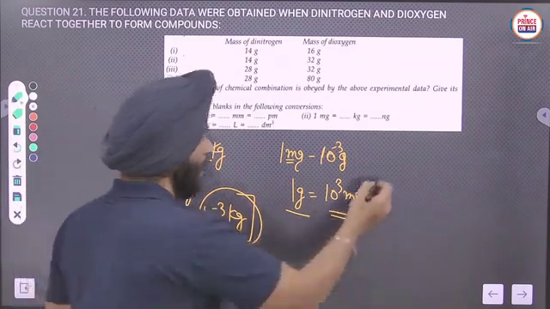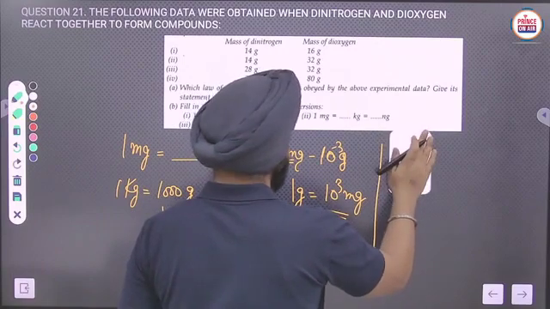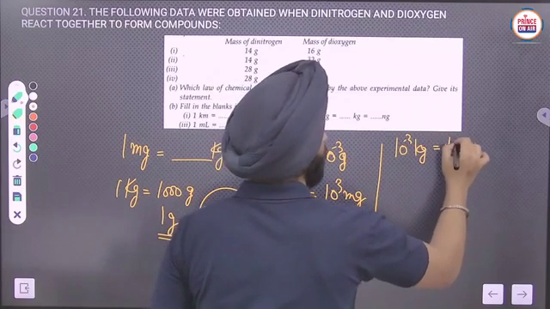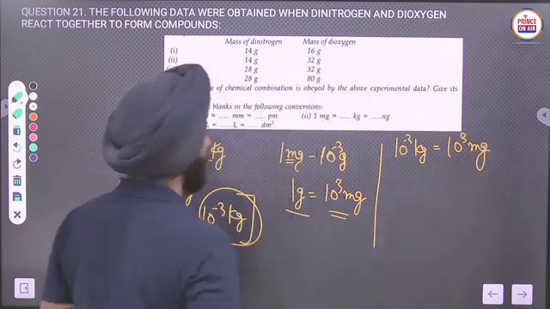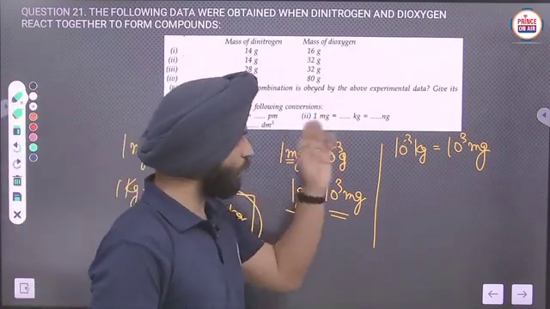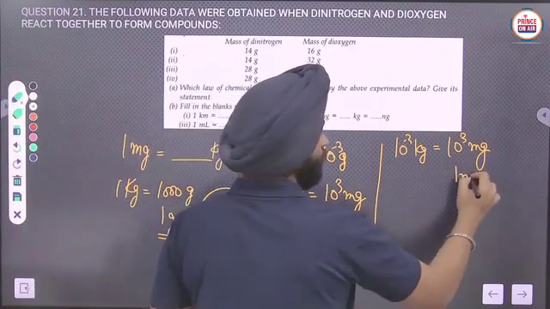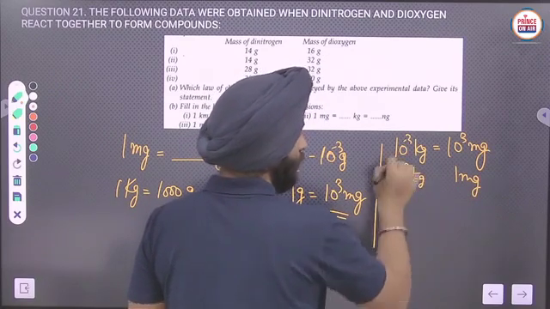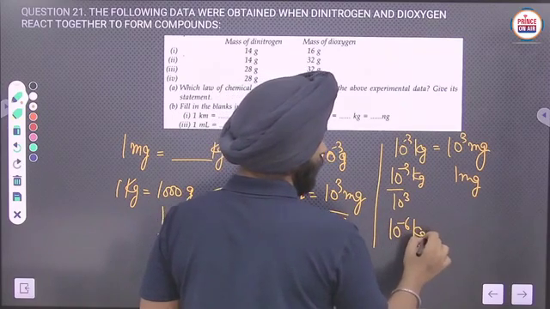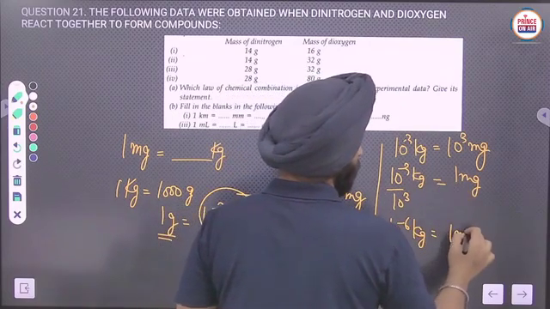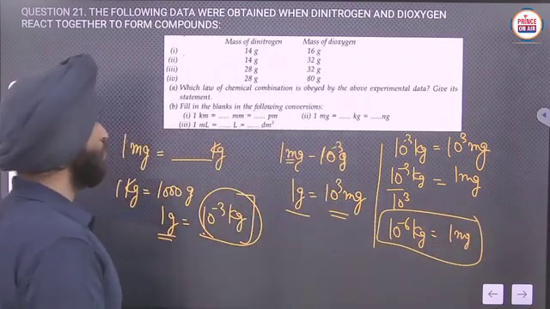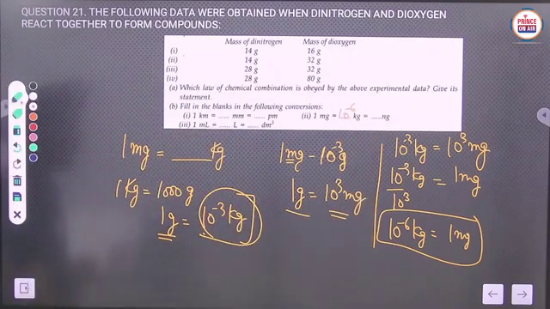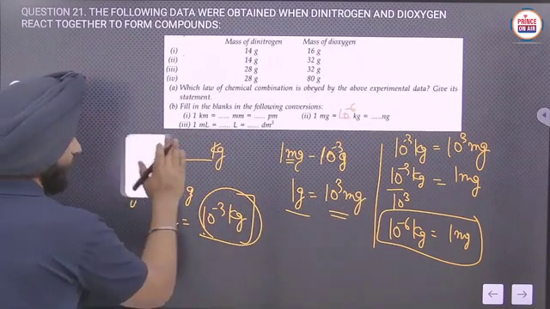So we can write in this way, 10 raised power minus 3 kilogram equals 10 raised power 3 milligram. Okay. So now we have to convert 1 milligram into kilograms. So the value for 1 milligram comes out to be 10 raised power minus 3 kilogram upon 10 raised power 3. So it will come out to be 10 raised power minus 6 kilogram equals 1 milligram. Okay. So the result will come out to be 10 raised power minus 6. Okay. Clear?